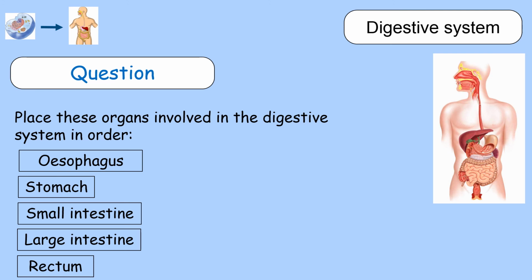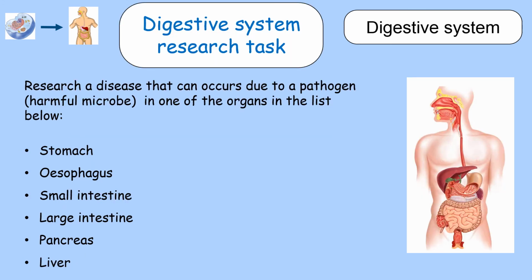Okay, we're going to move on and we're going to be looking at the task that we're going to set you this week. So it's a research task. And we're going to be looking at a digestive system research task and looking at a disease that can occur due to a pathogen. Now, we've looked at pathogens in previous weeks. A pathogen is a harmful microbe. So when we're looking at microbiology, things like bacteria, things like viruses, fungi, if any one of those causes any kind of harm, we call that a pathogen.